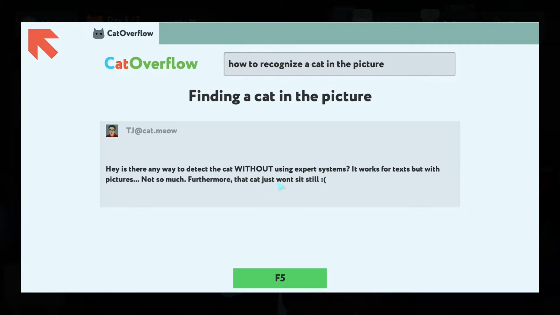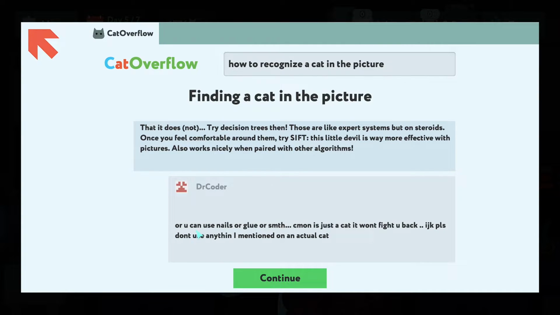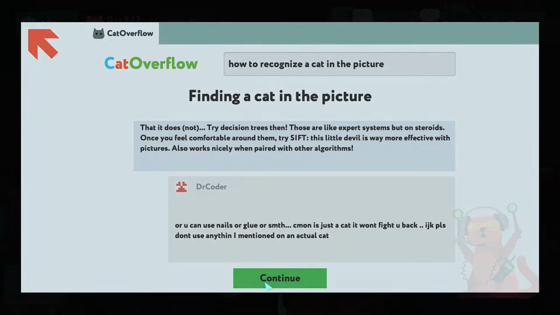Decision trees. How to recognize a cat in the picture. Is there any way to detect a cat without using expert systems? It works for texts, but with pictures not so much. Furthermore, the cat just won't sit still. Seems to be sitting still to me on top of my monitor. That it does not. Try decision trees, then. These are like expert systems, but on steroids. Once you feel comfortable around them, try Sift. This little devil is way more effective with pictures. Also works nicely when paired with other algorithms. Or you can use nails or glue or something. Come on, it's just a cat. It won't fight you back. JK, don't use anything I mentioned on an actual cat. Okay, so I cannot nail the cat to the floor.